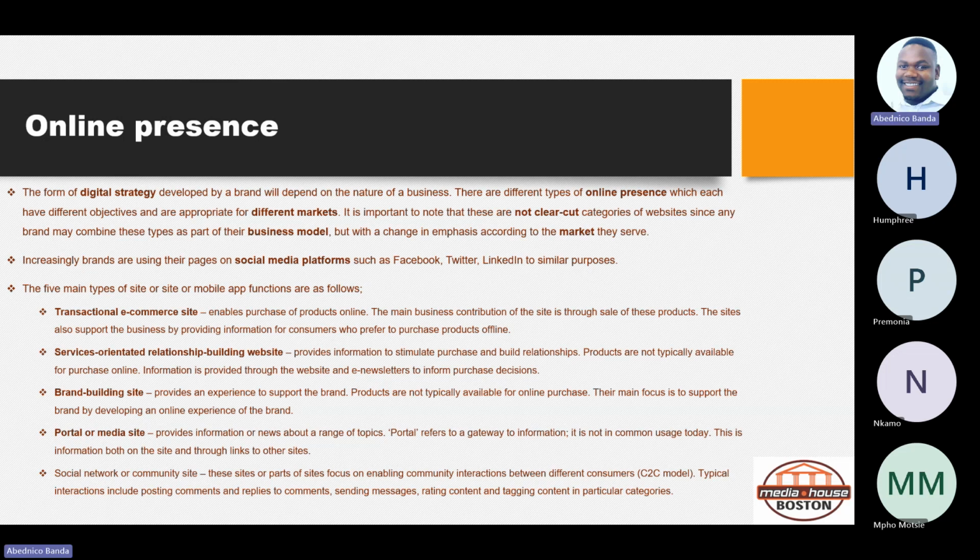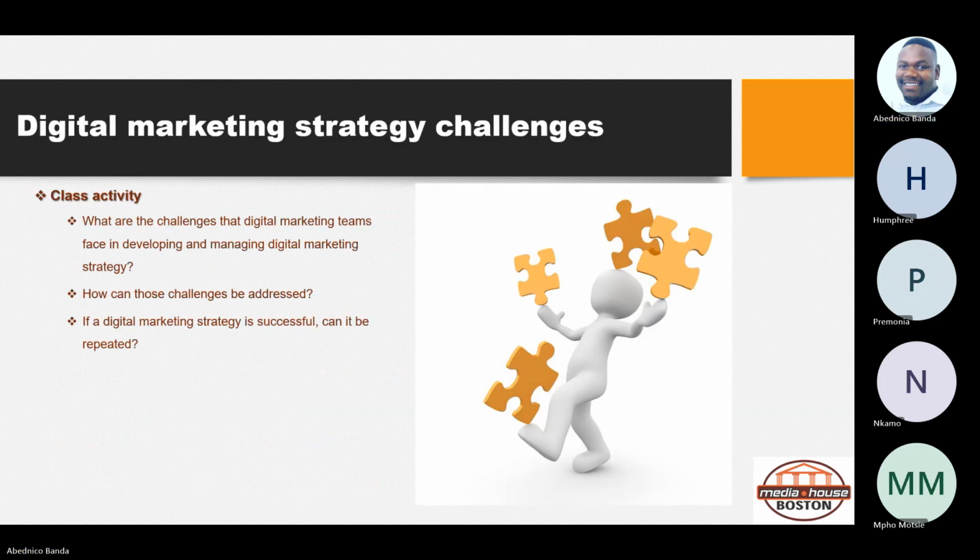The information is there, guys, for you to read. I cannot explain everything. Now, let's have a look at digital marketing strategy challenges. What are the challenges that digital marketing teams face in developing and managing digital marketing strategy? If you were put in that situation, what would you think would be your challenge as a digital marketing strategist?